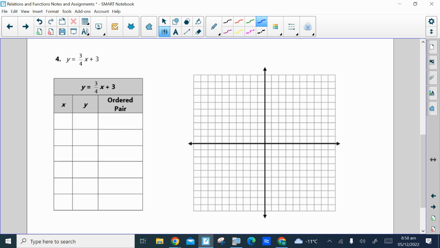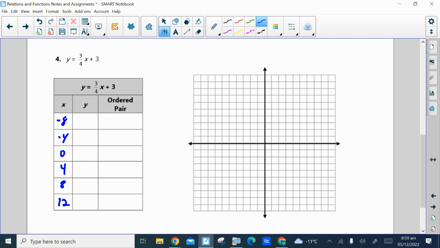So for number 4, this is a line because there's no powers on the x or the y, which means it's degree 1. Whenever you have no powers on the x or y, it's going to give you a line. And if we look at our equation, whatever numbers we have to choose for x, we're going to multiply by 3 and divide by 4. So to avoid any decimals, I'm going to use numbers of x that are divisible by 4. For example, I might start with -8, -4, 0, 4, 8, and 12.